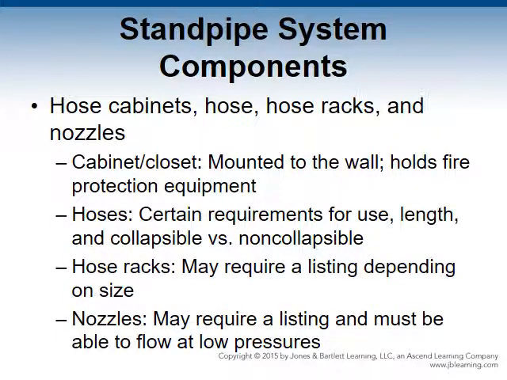Hose cabinets, hoses, hose racks, and nozzles. Hose cabinets are closets. This is a metal enclosure mounted in the wall of a building. It holds fire protection equipment, including hoses, nozzles, hose valves, and fire extinguishers. It must be sized to house the pre-connected hose and other equipment to ensure easy use during a fire. There must be 1 inch of clearance between the valve handle and any part of the cabinet to ensure the valve can be opened and closed.